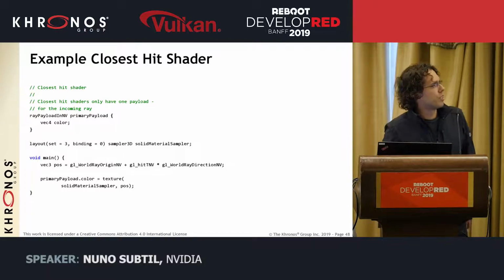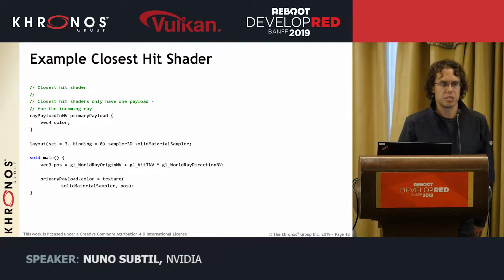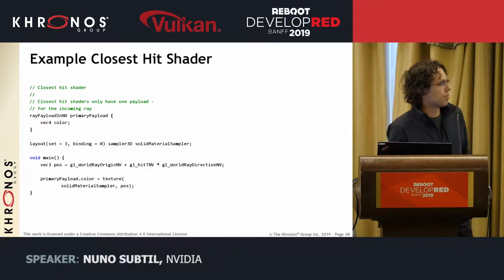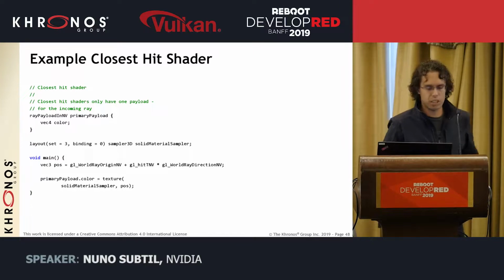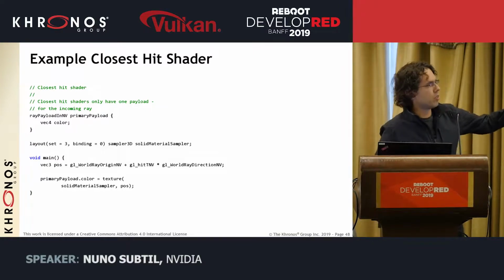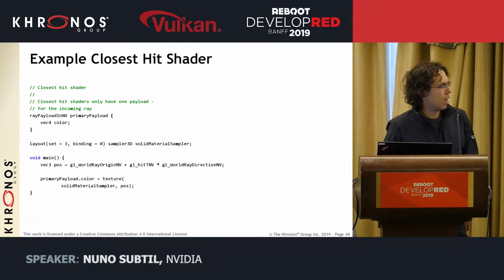And this is the closest hit shader that goes with that RayGen shader. All it does is take the world space position of the intersection and sample a 3D texture based on that position. Relatively trivial. This is a sort of a toy example, but just to show you how the whole thing comes together. We declare the payload identical to what the RayGen shader declared. This has to be the same struct. In this case, each hit shader can only have one payload type, so there's no location information associated with this.